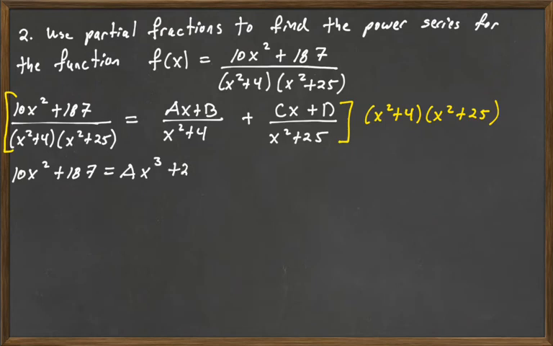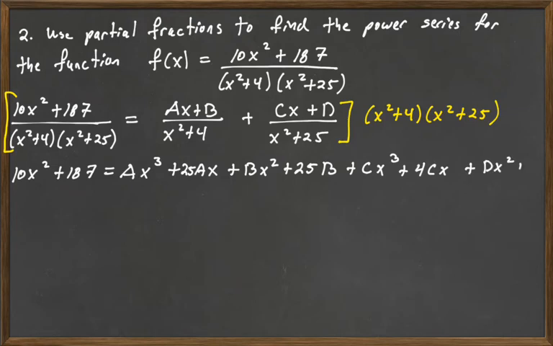So ax times x squared is ax cubed. Ax times 25 is 25ax. B times x squared is bx squared, and b times 25 would be 25b. Likewise, we'll do the same thing, x squared plus 4 times the cx plus d. So cx times x squared would be cx cubed. Cx times 4 would be 4cx. D times x squared is dx squared, and d times 4 would be 4d.